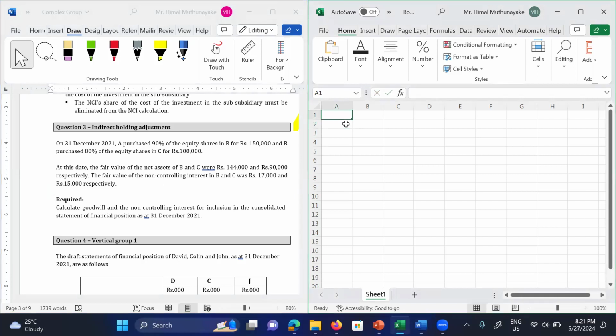So question number 3. I will give you 2 to 3 minutes. Let's try to do this question. If you have some kind of idea, try to get the goodwill. Let's try to get the goodwill for A first.